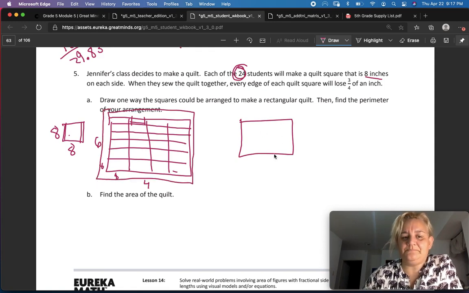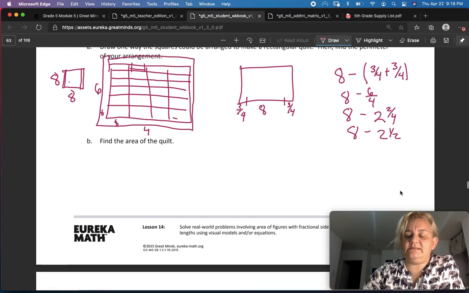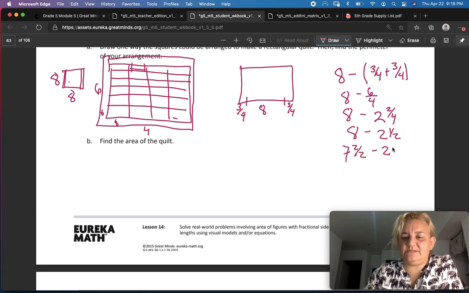Okay, just so we know what we're talking about. 8 minus 3/4 on this side and 3/4 on that side. What is the space going to be inside? So 8 minus, and I'm going to add those together, 3/4 plus 3/4 is 8 minus 6/4, which is the same as 8 minus 2 and 2/4, which is the same as 8 minus 2 1/2. And that would be 7 2/2 minus 2 1/2, which would be 5 1/2.